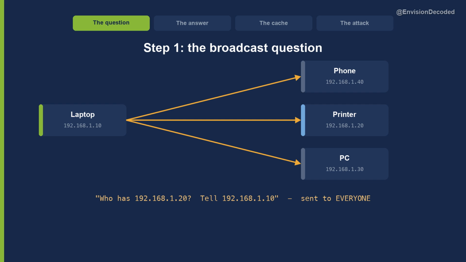Watch one lookup happen. Your laptop, 192.168.1.10, wants to send to the printer at 192.168.1.20, but has no idea what MAC address that is. Step 1 is the broadcast question. Your laptop shouts to the entire local network. Who has 192.168.1.20? Tell 192.168.1.10. This ARP request goes to everyone, the one legitimate use of shouting on a switched network.